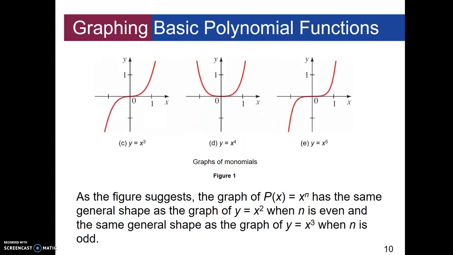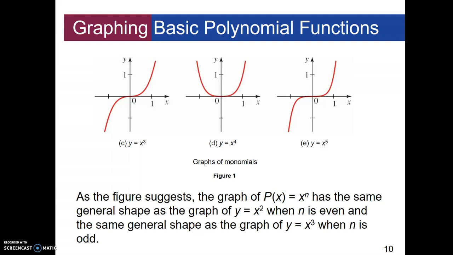And then we see the cases where we have 3, 4, and 5. So the shape is being altered a little bit, but if you look at the end behavior, that means where it's going eventually, we're seeing some patterns emerge. So for x squared and x to the fourth, both sides went up, and for x cubed and x to the fifth, the left side fell and the right side would rise.